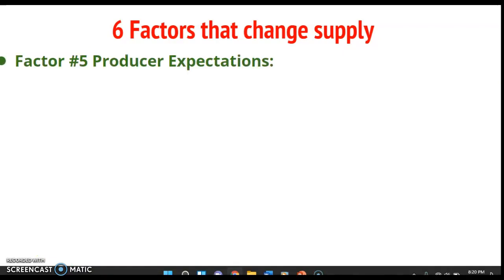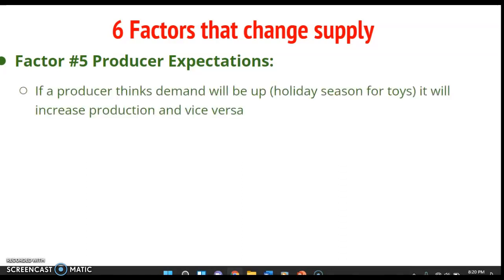And factor number 5, okay, this is the producer expectations. If a producer thinks demand is going to be up, it will increase the production and vice versa. So guys, I want you to think about it for a second. You're older, you're starting to buy Christmas gifts for everybody or birthday gifts. During Christmas, what is it that you're buying a lot more of? Okay, does your demand go up during Christmas time? Well, if your demand is going up, then supply is going to be going up too. This is one area where producers automatically know that there's going to be an increase in supply.